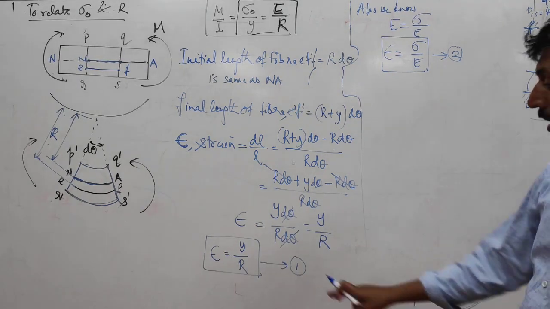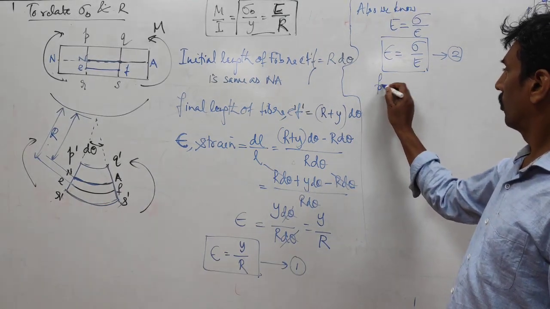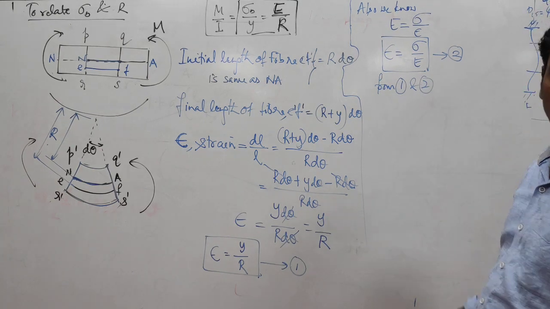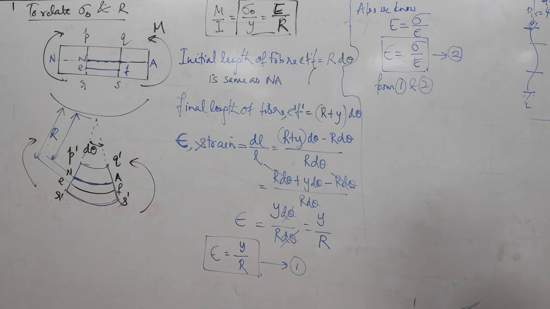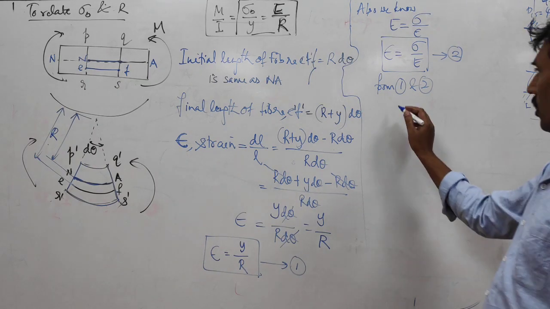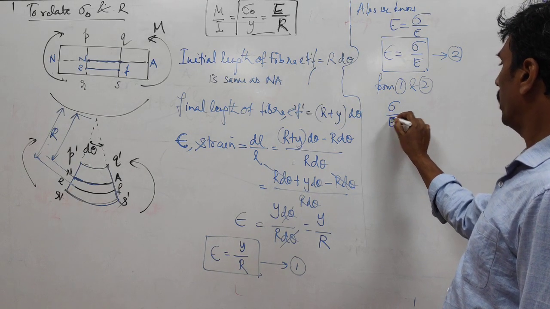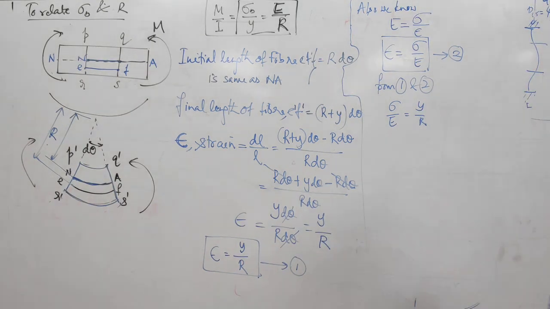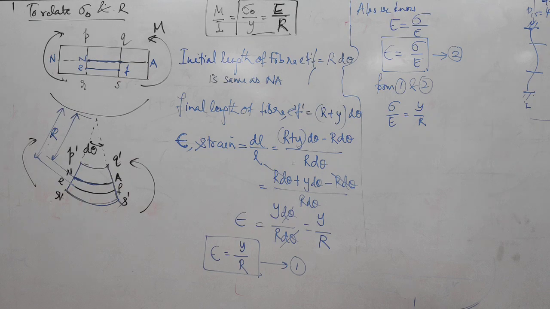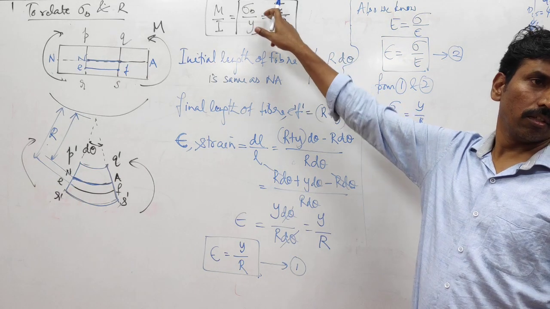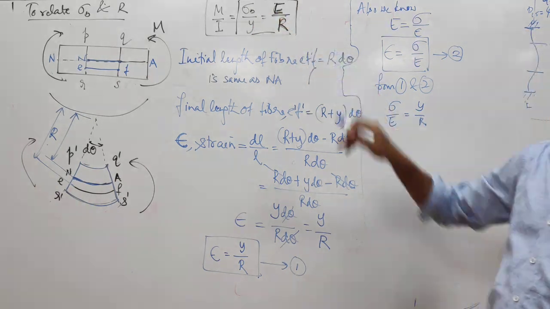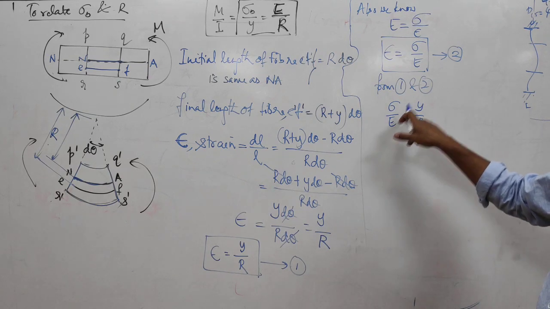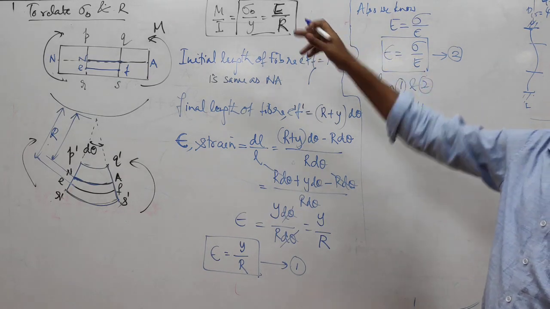And now you compare equation 1 and 2. From 1 and 2, how do you get? Sigma by E is equal to y by r. Sigma by E is equal to y by r. Is it looking like this equation? Just we have to swap these terms so that it starts looking like that.